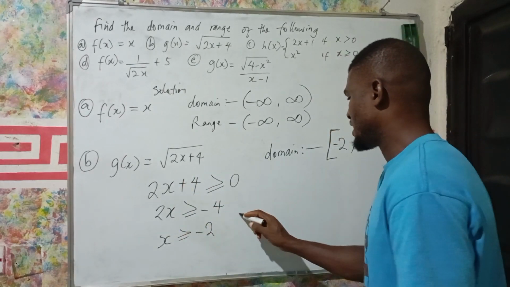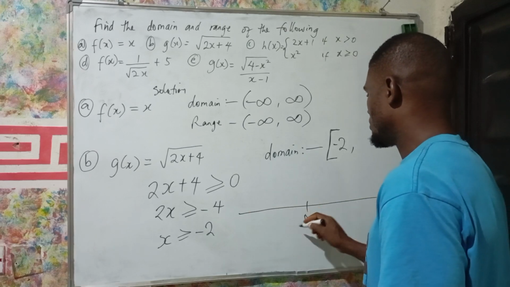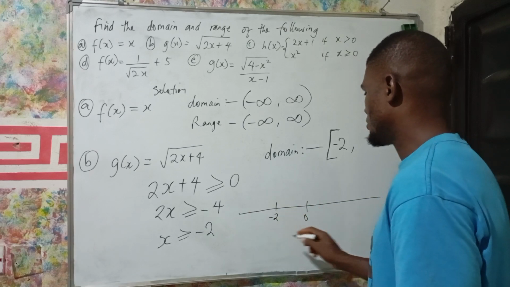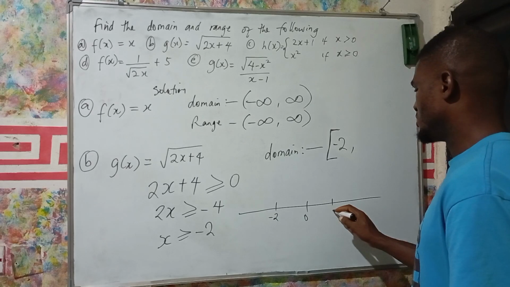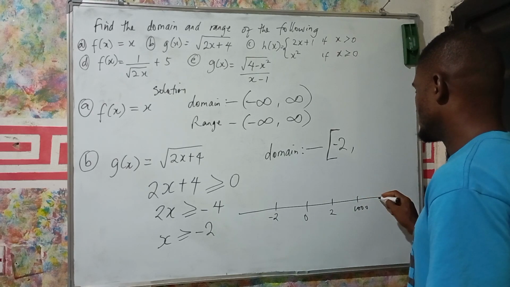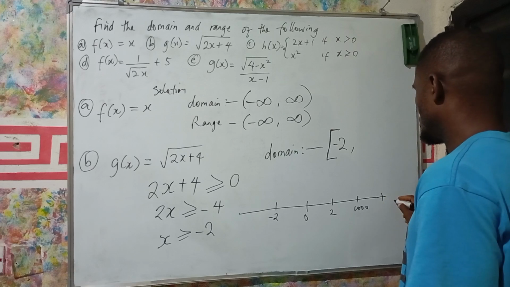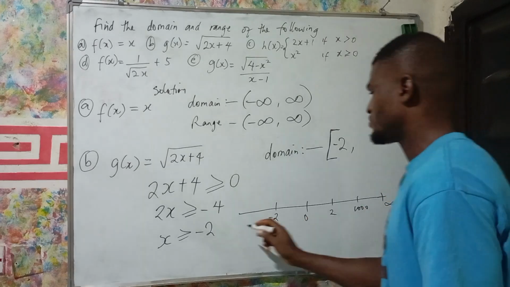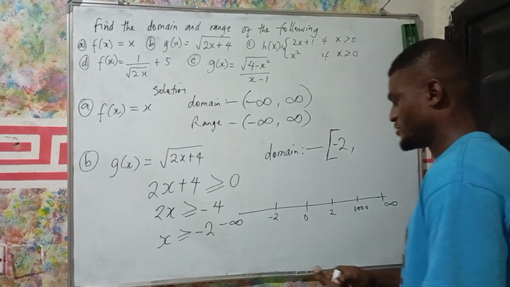So if you go through your number line, this is 0, and let's say at a point here would be -2, at a point here would be 2. Let's say it goes like that, 1000. At a point towards this thing is going towards infinity, there will be infinity at this point, and at this point we have a negative infinity.